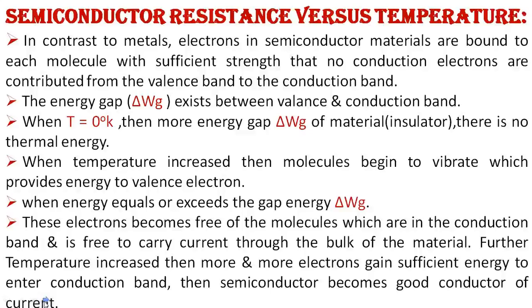Now, the next one. In contrast to metals, electrons in semiconductor materials are bound to each molecule with sufficient strength that no conduction electrons are contributed from the valence band to the conduction band.